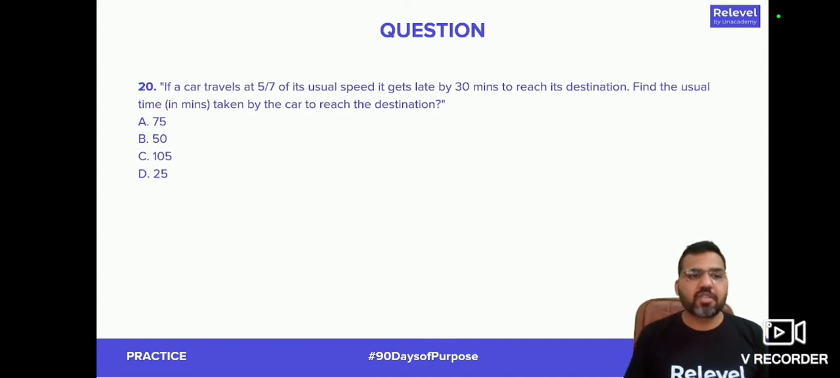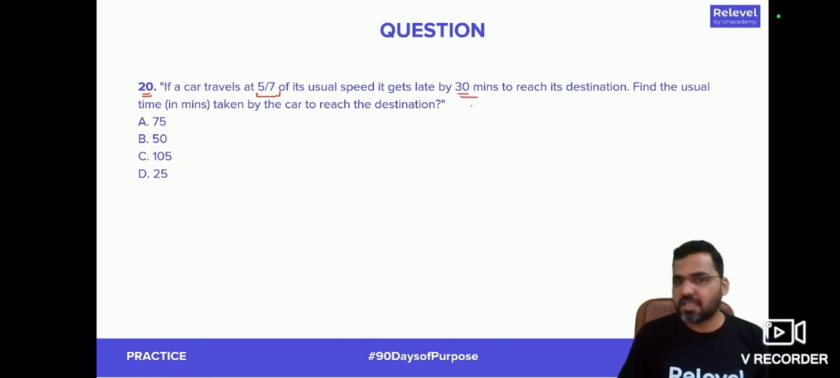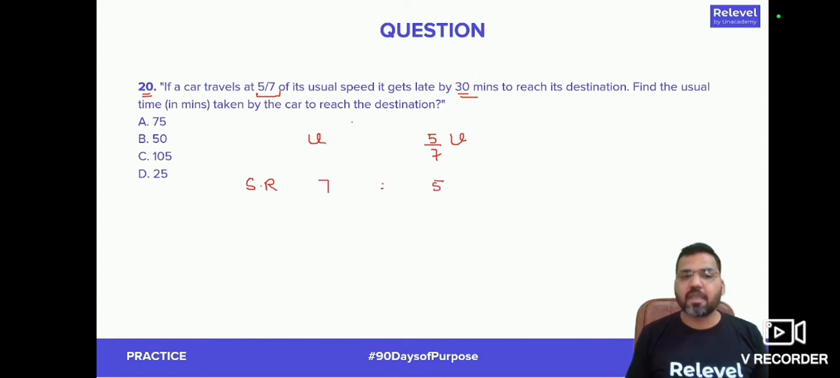Moving on to question number 20. It says that if a car travels at 5/7 of its usual speed, it gets late by 30 minutes to reach its destination. Find the usual time in minutes taken by the car to reach the destination. So if the car's normal speed is V and the car started running at a speed of 5/7 of V, then it gets late by 30 minutes. So can I say that the speed ratio here is 7:5? If you find the speed ratio, V and V will get cancelled, and 7 will be transported to the left hand side. So the speed ratio is 7:5 and the distance is constant.